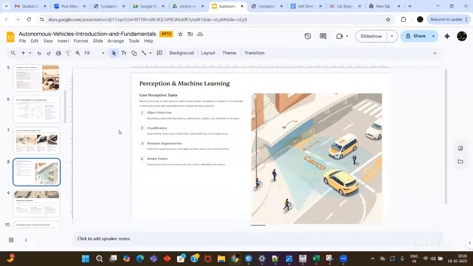Okay, so I'll tell you. Perception and machine learning. What are the core perception tasks? Machine learning models serve as sophisticated pattern recognizers trained on vast datasets to interpret sensor data and understand complex driving scenarios. These models are very sophisticated and carefully designed, which helps in pattern recognition, and they are trained over a vast number of data sets, again and again.